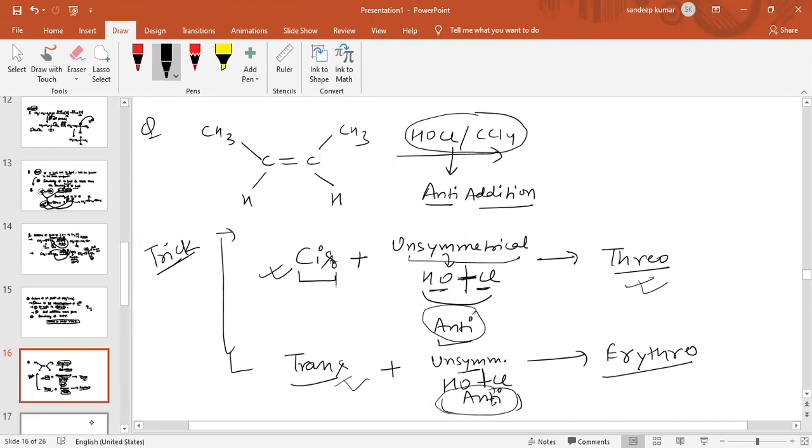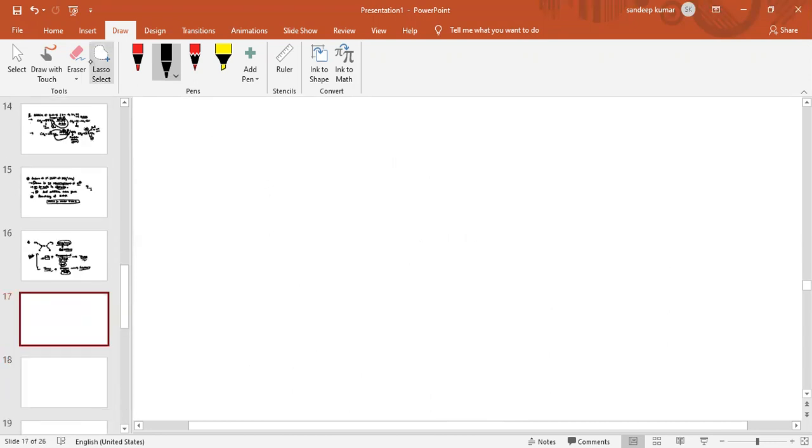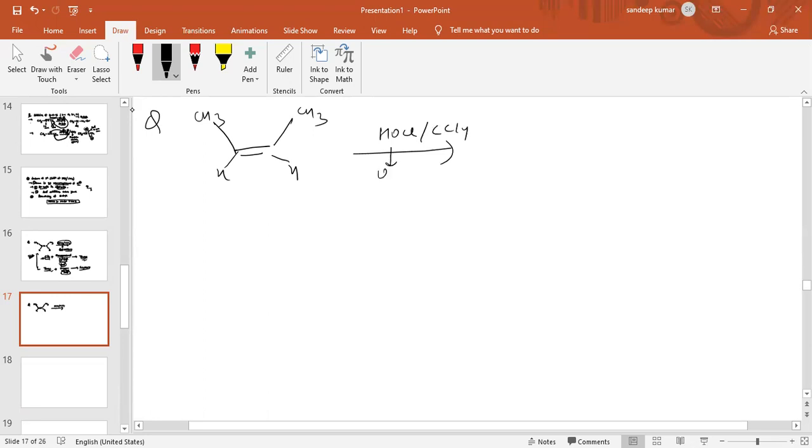Now see the questions based on this. One isomer is this, basically the cis isomer: this is hydrogen, and this is CH3, and this is CH3. When we add HOCl in presence of CCl4, HOCl is unsymmetrical, and this is cis, so cis plus anti-addition of an unsymmetrical reagent will give the threo form.